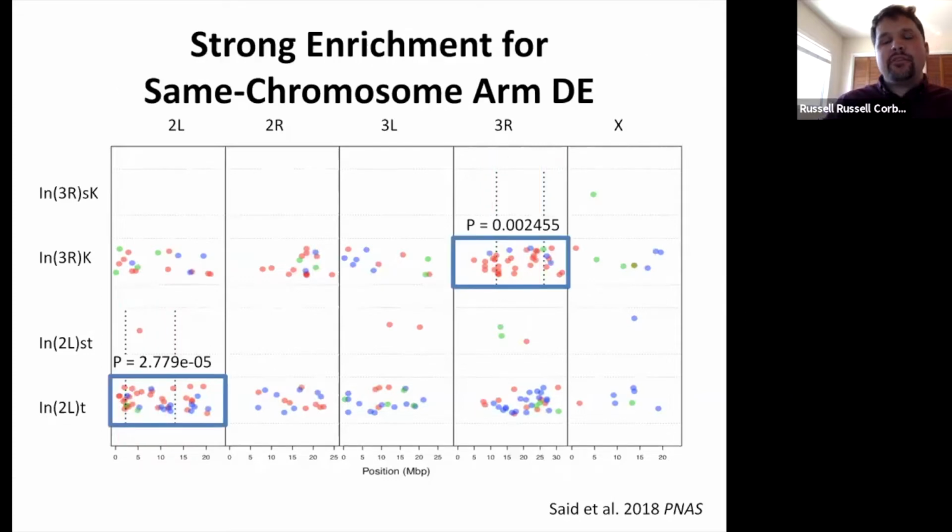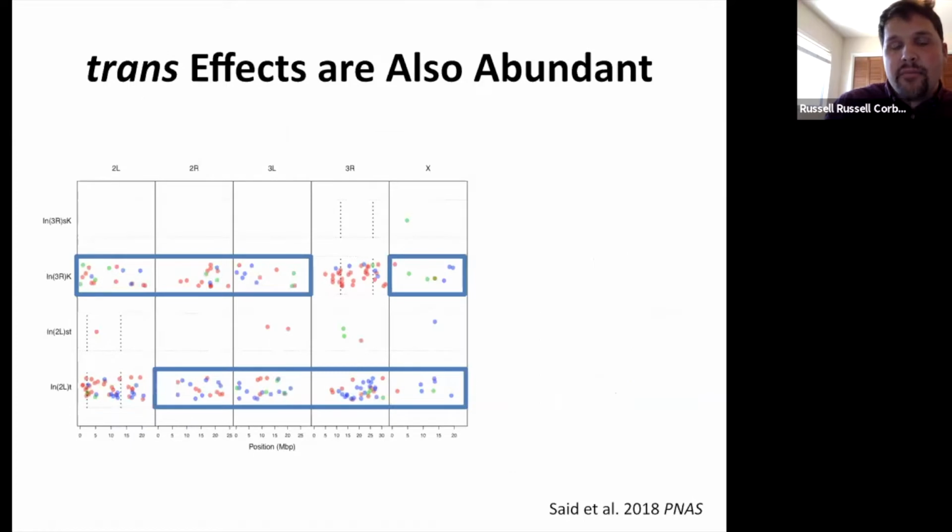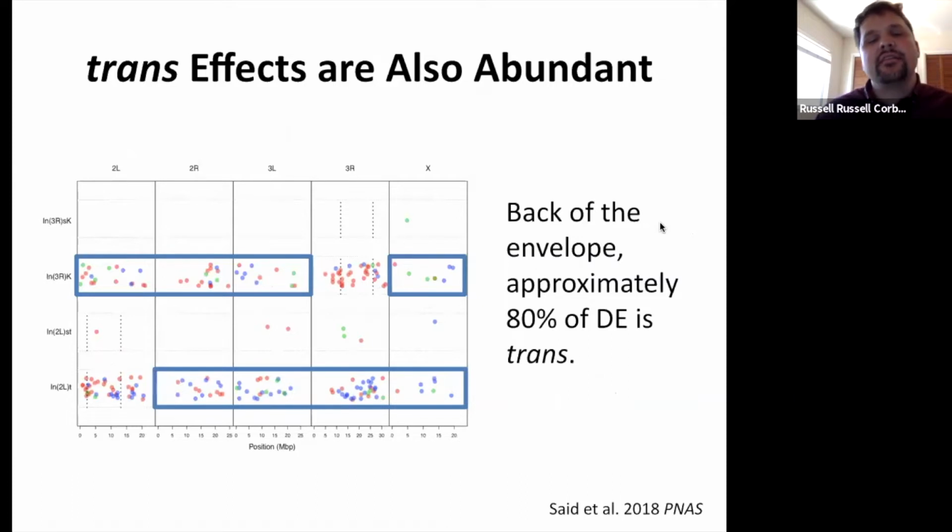But there is something really interesting and really consistent with this idea that linked alleles that are associated with the inversion might experience selection. So the thing we see first is that there is strong enrichment for differential expression on the same chromosome arm as each of the natural inversions. So you're much more likely to be a differentially expressed gene if it occurs on the same chromosome arm as the inversion itself. But interestingly, we also see that trans-acting effects, these would be genes across the rest of the genome that are not linked to the inversion, also are quite abundant as well. And if you do some sort of back of the envelope algebra for this, you'd say something in the range of 80% of differential expression effects that we see are due to trans-acting effects.